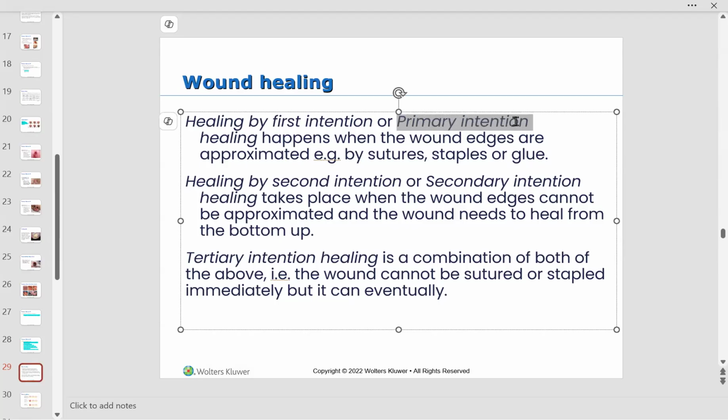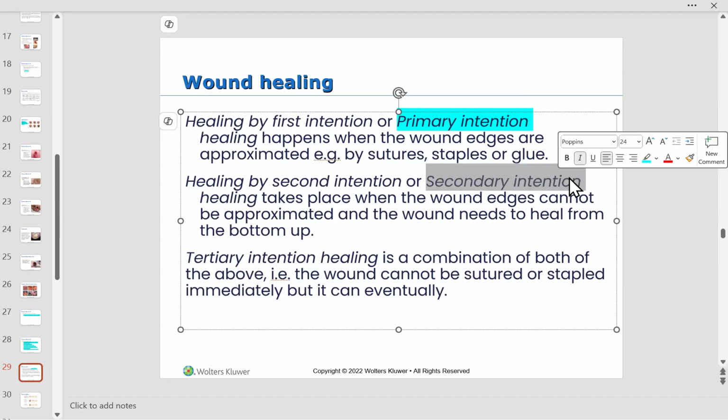Okay. The first one, primary intention. This is when the wound edges are approximated. It's a cut, right? Where you could take the wound edges, put them together and staple it or glue it or suture it.